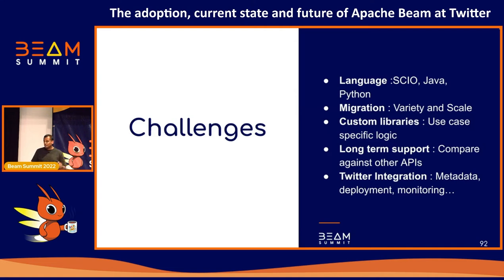The migration is also a challenge because we have thousands of pipelines already written in Scalding. There are libraries and helper functions on top of Scalding. How do we migrate all of them into Beam? Long-term support is also something people talk about, especially if somebody is coming from a Spark-heavy experience, they would have been exposed to other supporting tools. So how does it compare with Beam and such?